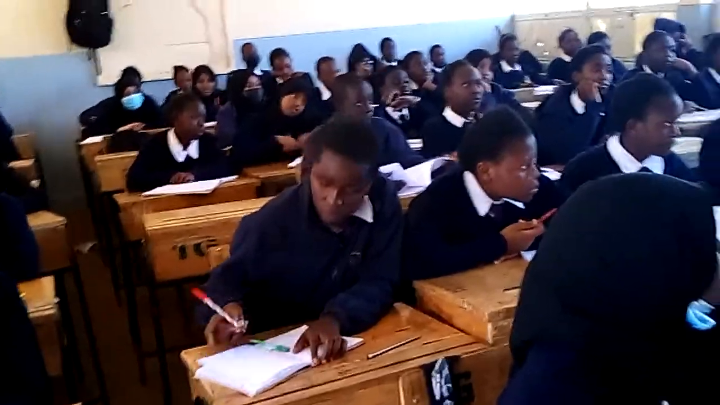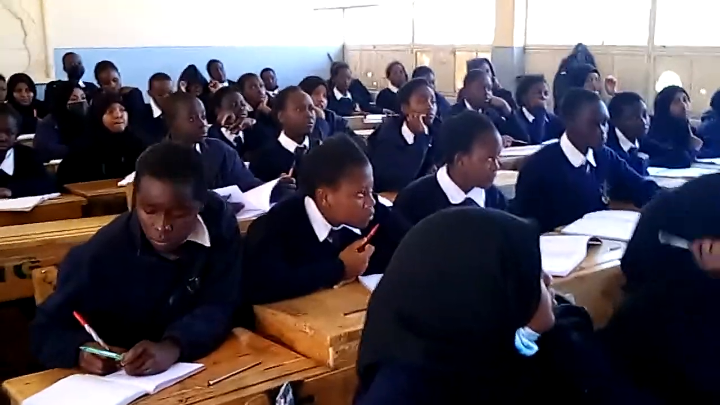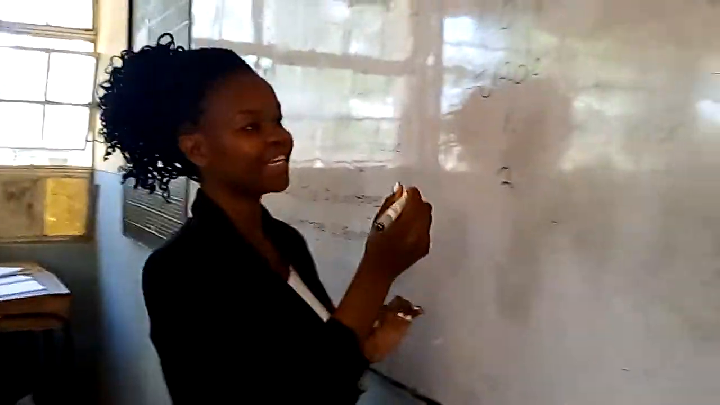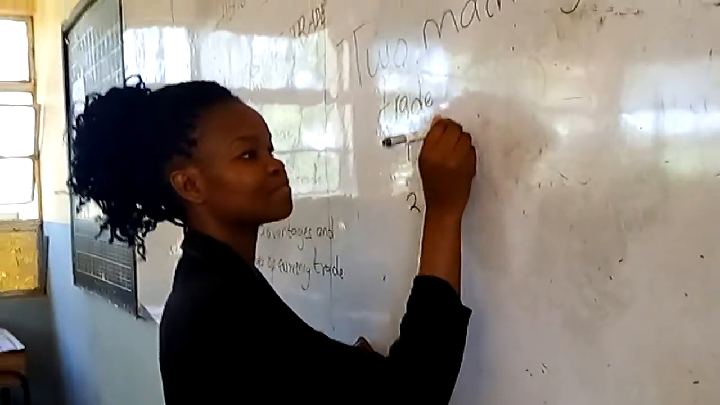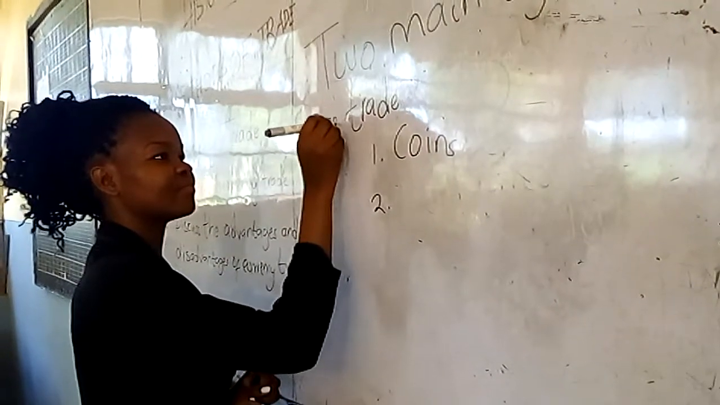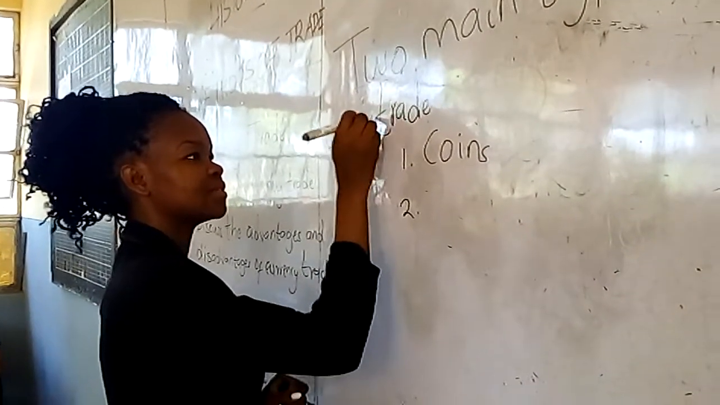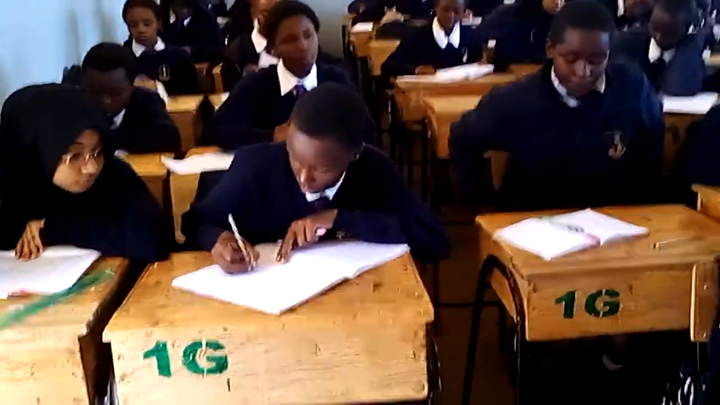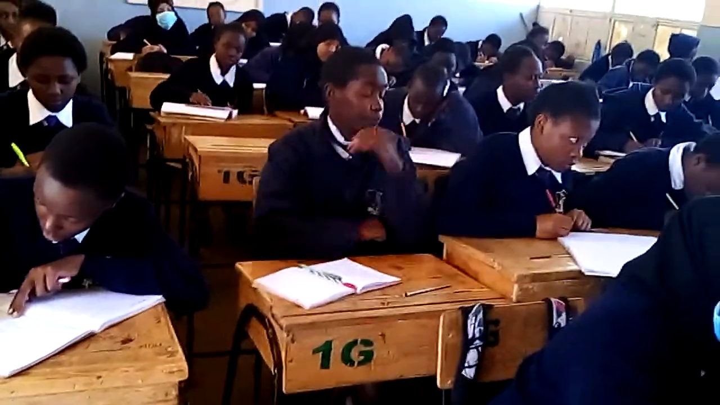We usually have... someone? Coin, good. The first type of currency is coins. Two main types of currency trade. You can write this in your books. The first one is coins. Coins is like 10 shillings, 20 shillings. We also have 40 shillings, 5 shillings. Those are the coins. We refer to them as coins.